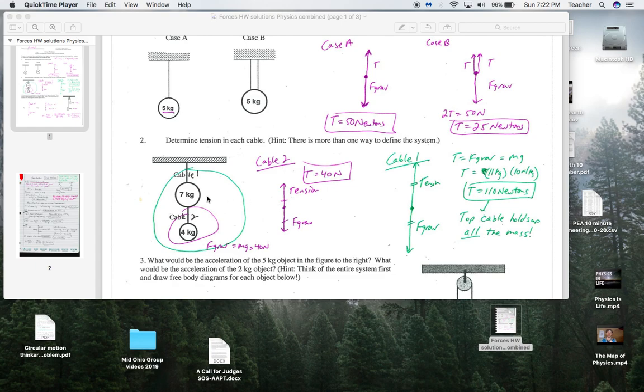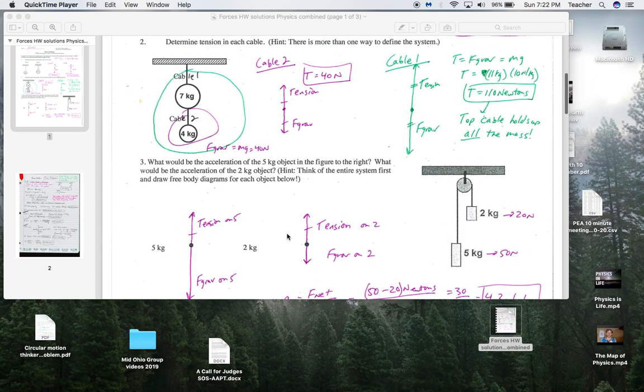For cable 2, I've circled this in purple as my system. So the force downward in this system is 40 newtons, which is 4 kilograms times 10 newtons per kilogram. The tension up has also got to be 40 newtons.